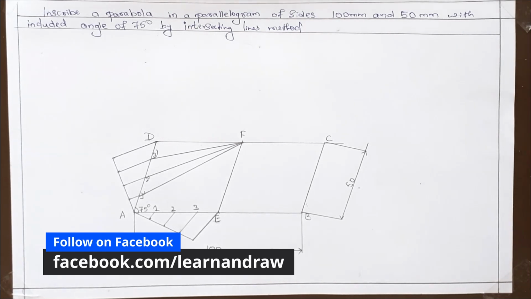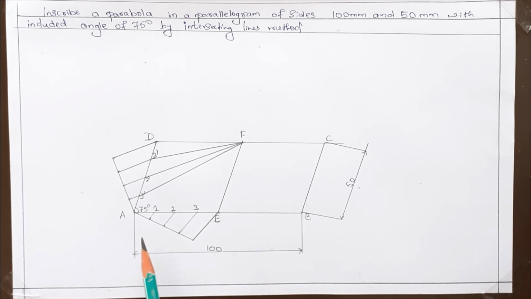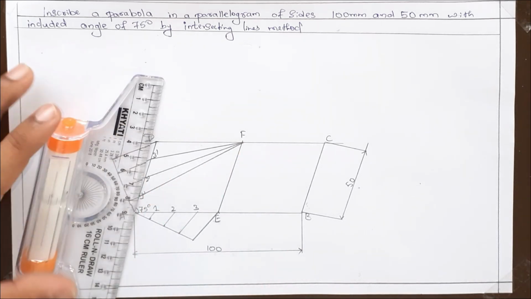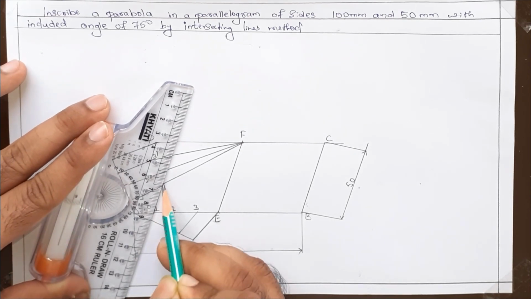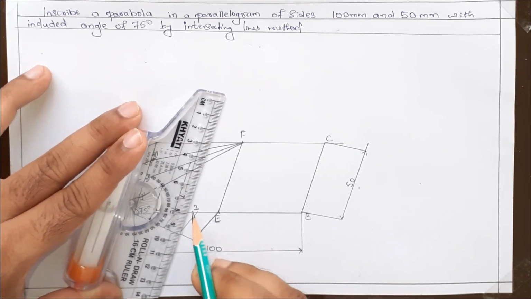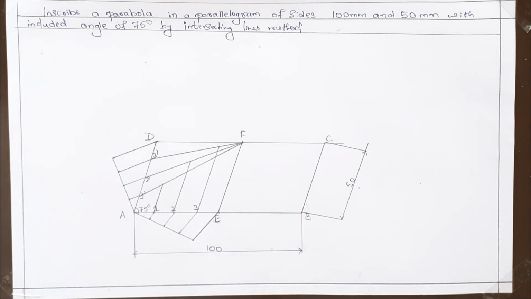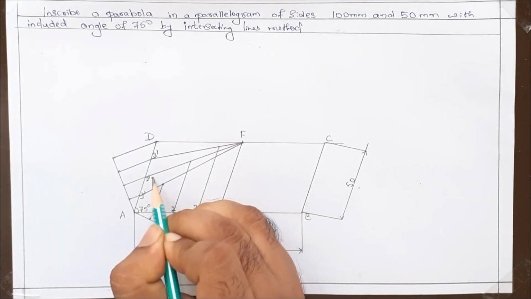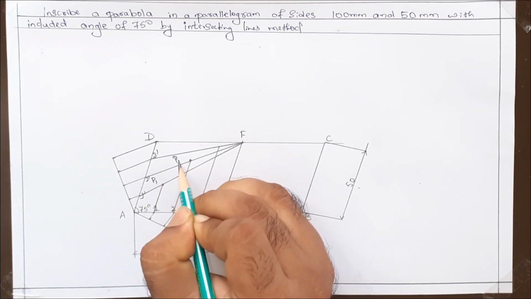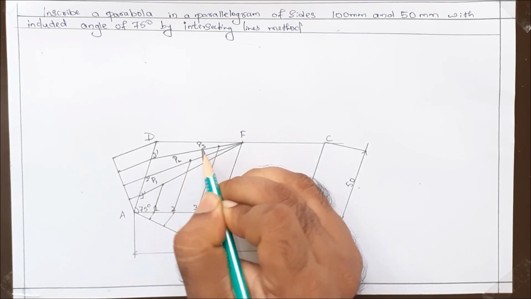Now, at the points 1, 2 and 3, let us draw parallel lines to meet the lines 1 dash F, 2 dash F and 3 dash F respectively. So, let these points be P1, P2 and P3.